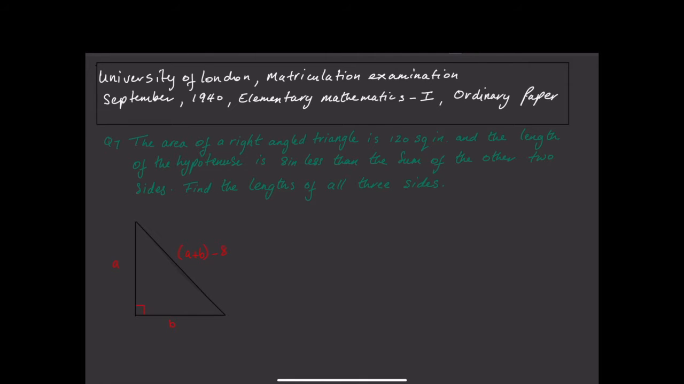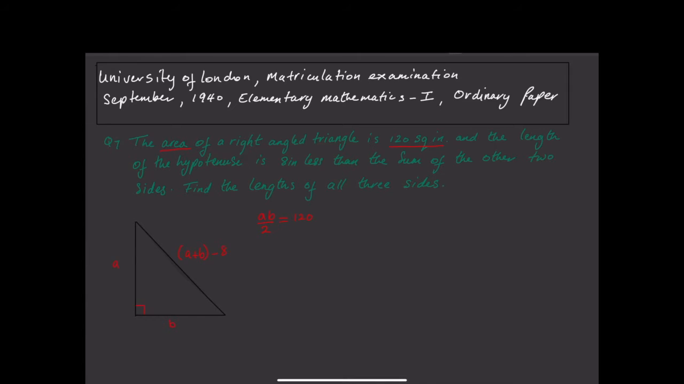Now another important part of the information that they give to us is that the area of our right angle triangle is 120 square inch. So we can write down a statement. So we know that base times height, so we'll say A times B divided by 2 is equal to 120.